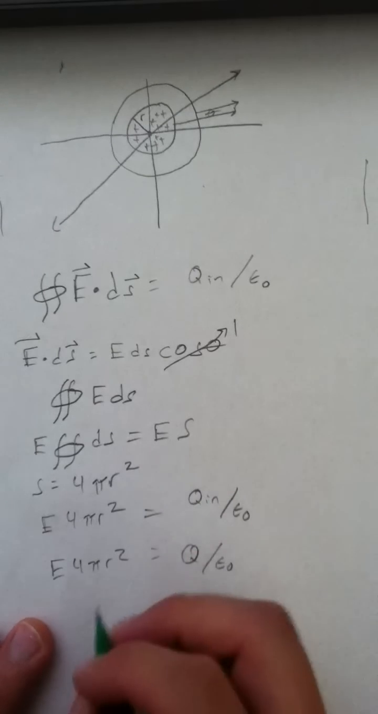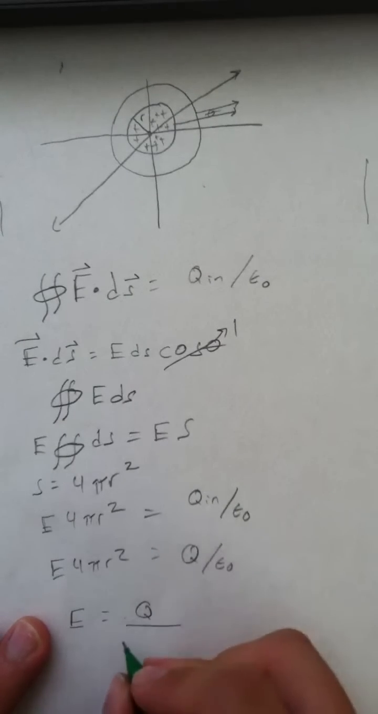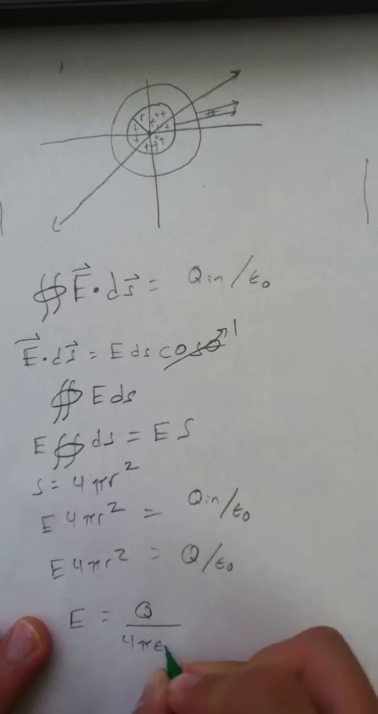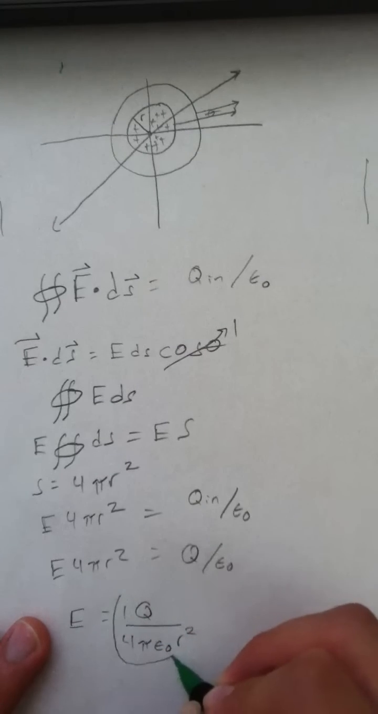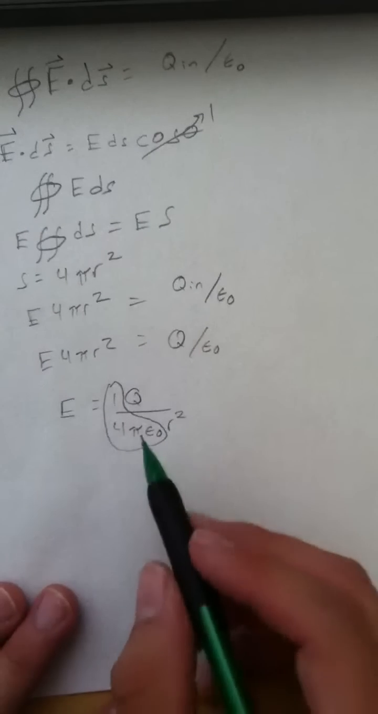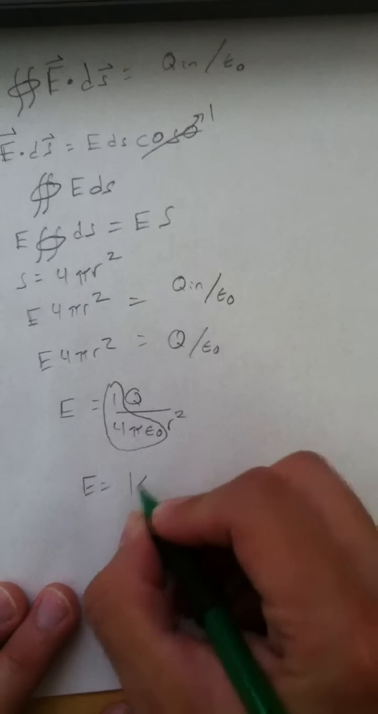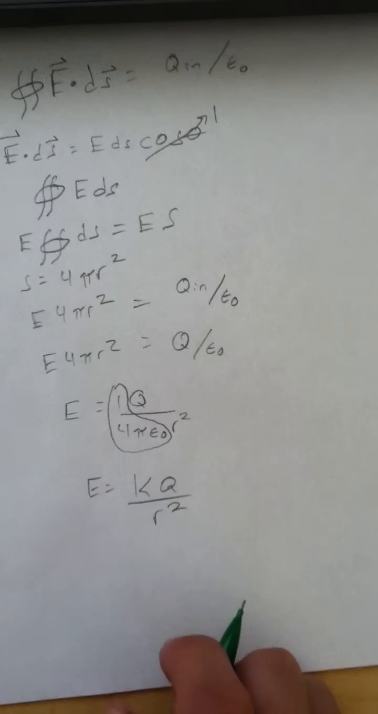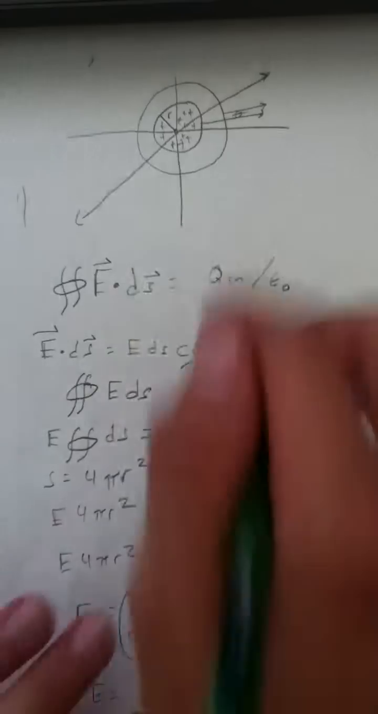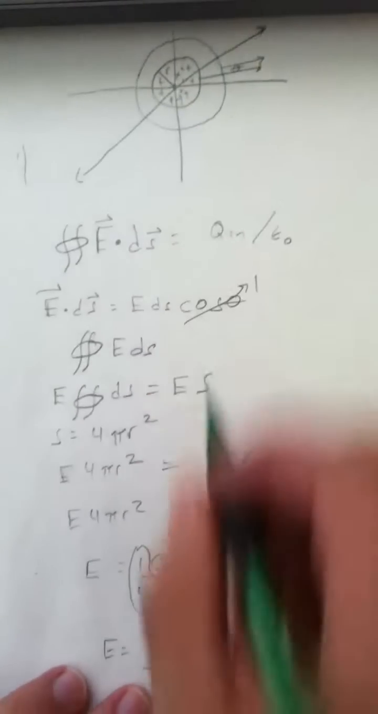The last thing we do is solve for E. E equals Q over 4 pi epsilon naught r squared. Now what does this look like here? It looks like our k constant. So now we just have E equals kQ over r squared. And that is the electric field outside of our sphere at any point r. We just have to plug in what our r is, and we're going to find the electric field.